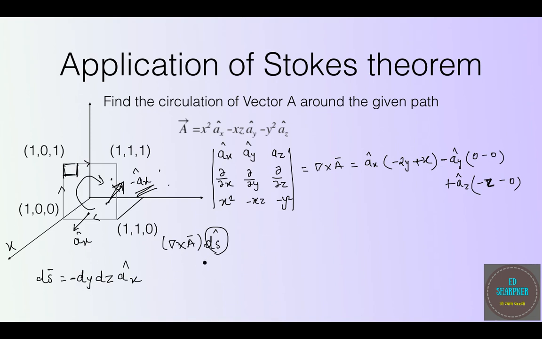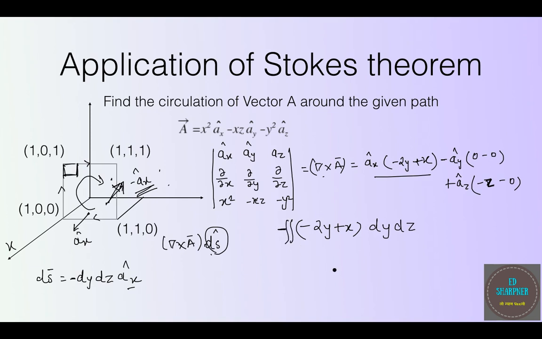Now the direction of the ds is ax cap, which would multiply only with the first term. This is a cross product, and then we take the dot product with the ds. So ds is in ax cap direction, so we would only consider the term which is in ax cap direction. So if you compute that, you get minus 2y plus x, and then you have dy dz and a minus sign.